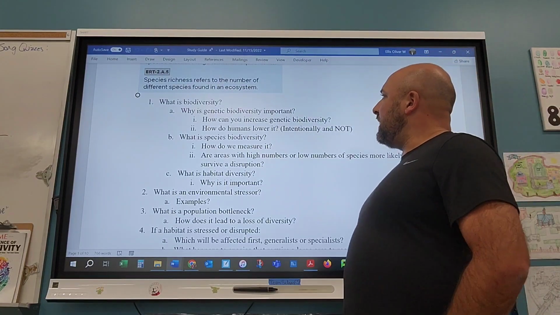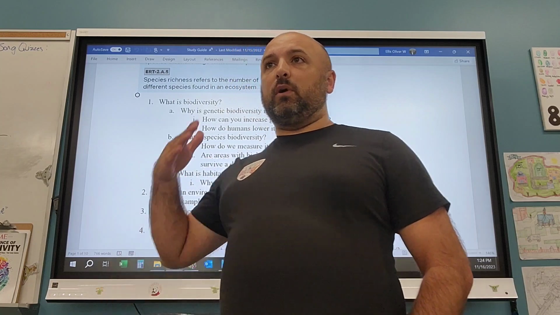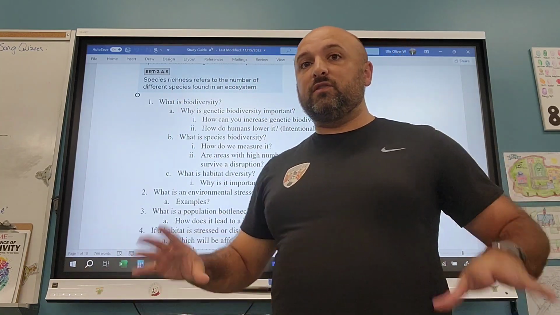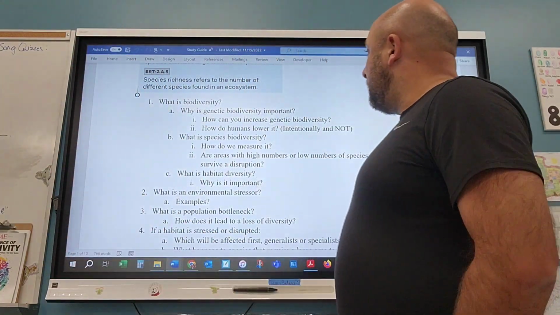How do you increase genetic biodiversity? Well, more than anything else, it's required with having a great number of populations and preventing inbreeding. So you gotta let things spread out and adapt and evolve and change in order for that to happen.